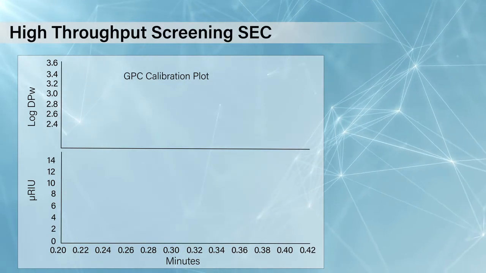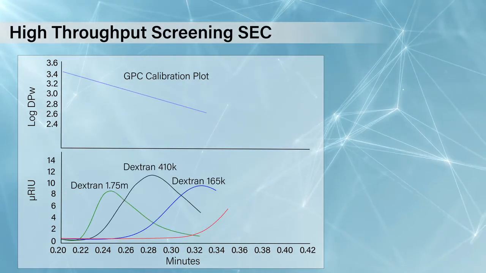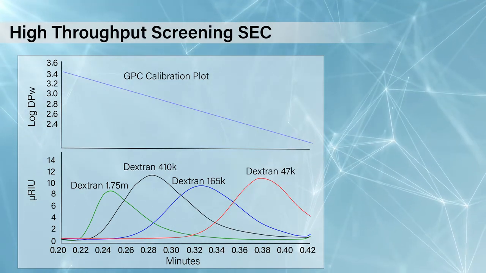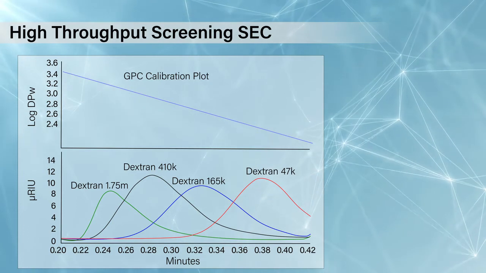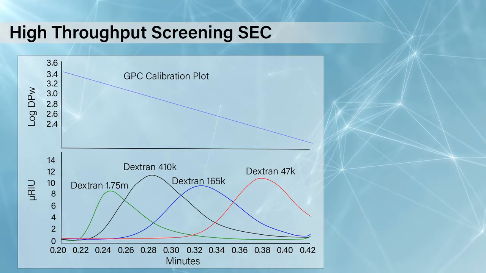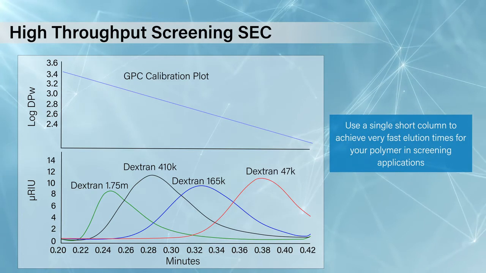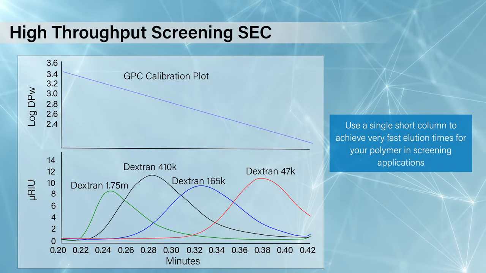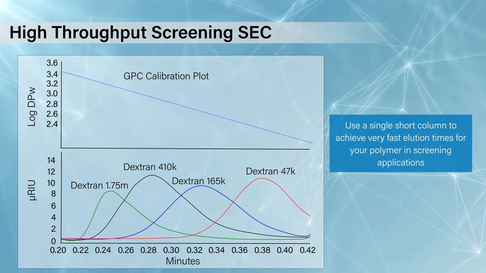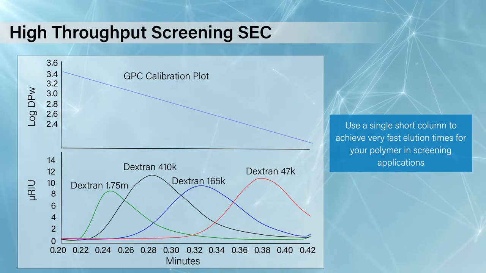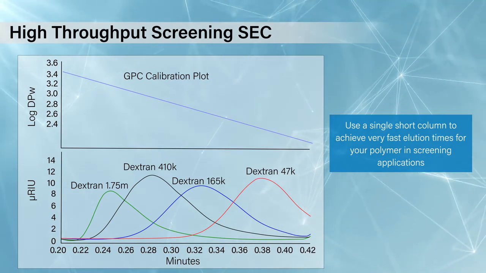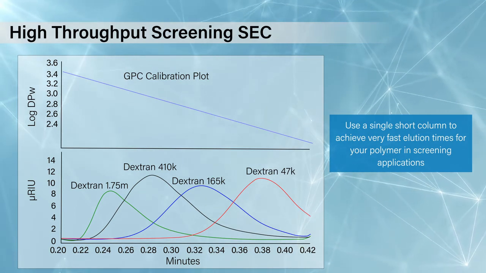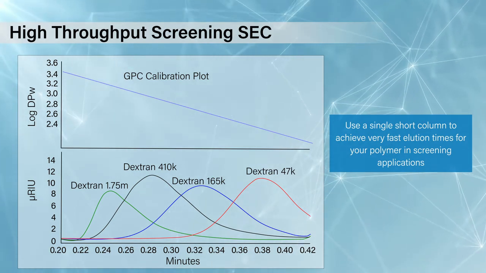Looking at high throughput, here's an example of a dextran calibration curve. So just a 4-point calibration curve. We're talking high throughput, so we're going for throughput over maybe the accuracy and precision. This is just a single short column, and you can have this calibration over an order of magnitude, from the low end, a resolution of 47,000, all the way up to a couple of million. That's all done within half a minute. So extremely high throughput capabilities here.